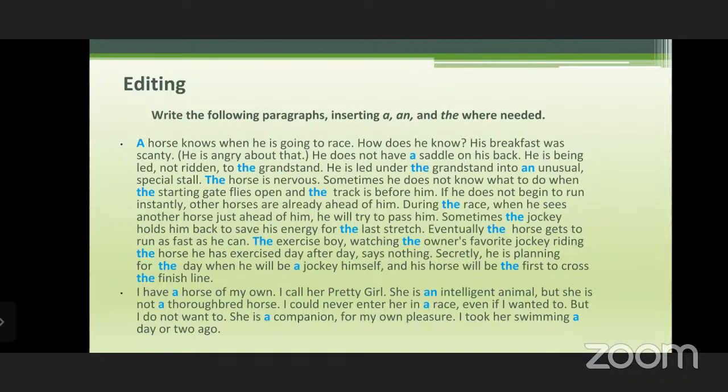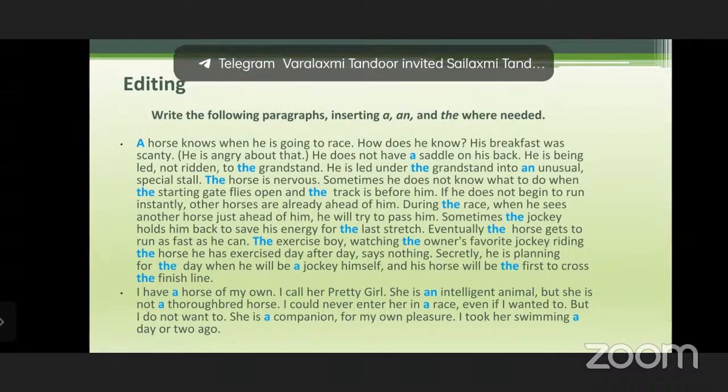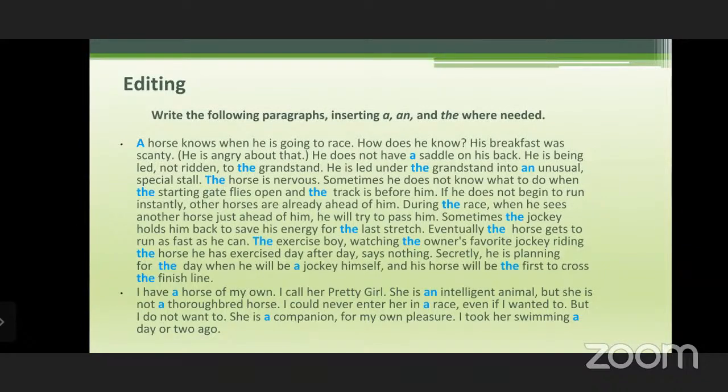He is led under dash grandstand. Again, the article the. Into dash unusual. If you see the spelling, unusual, the sound is a vowel sound, even though the letter is U. So you have to write the article an. Unusual, special style. Dash horse is nervous. So the word horse is repeating for the second time. So we have to use the definite article the.